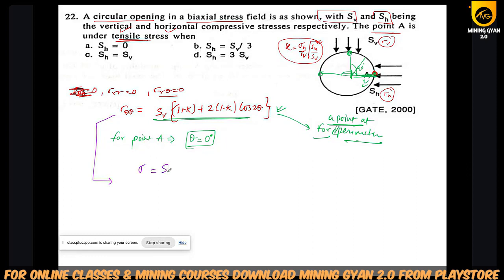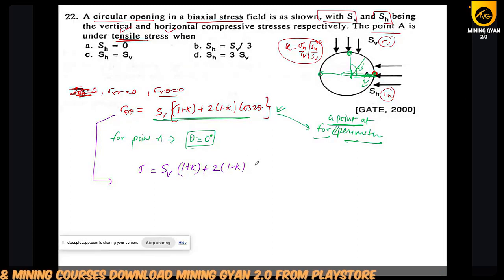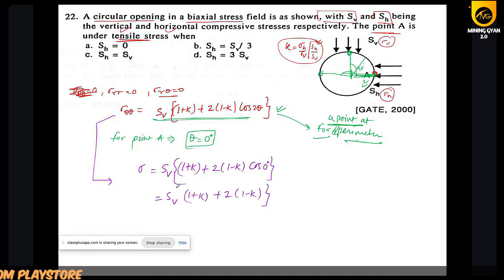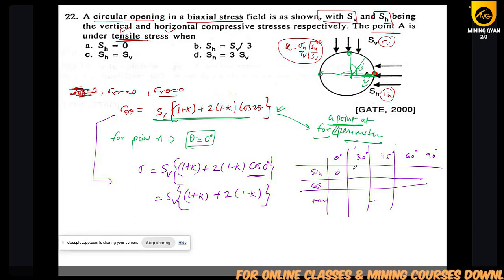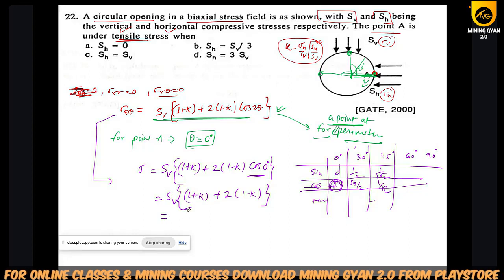Sigma equal to SV times (1 plus K plus 2 times (1 minus K) cos 0). Cos 0 from your table is 1. As we discussed, when you form a table, if you know the table, it's good for you. If you don't know the table, you should remember it. So at cos 0 our value will be 1. When you solve it, SV times (3 minus K). So this will be sigma at A.